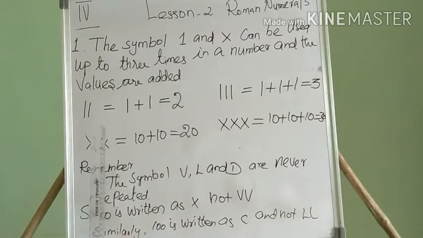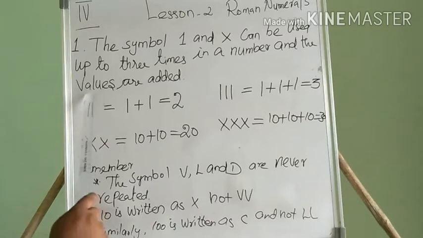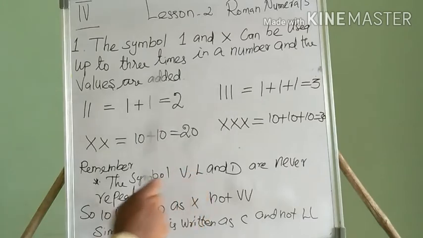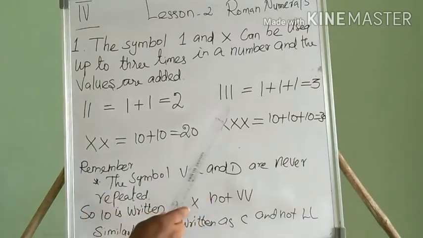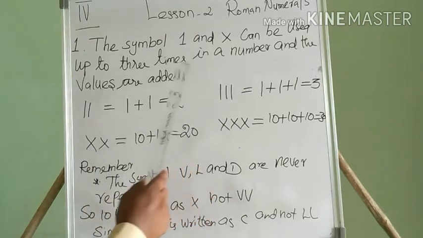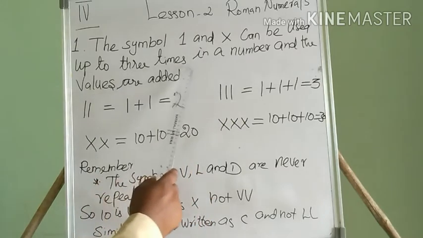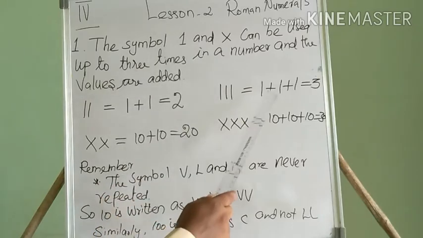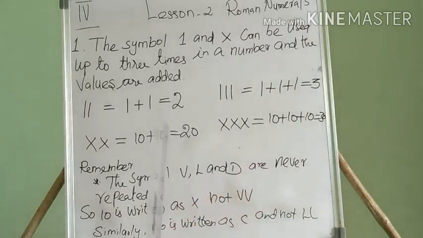Let us see some examples. Here 2: the Roman letter 1 two times, 1 plus 1, 2. Then 3: here the Roman letter 1 is repeated 3 times, here 2 times, here 3 times. So they are telling us that we can repeat up to 3 times. So 1 plus 1 plus 1 is equal to 3.